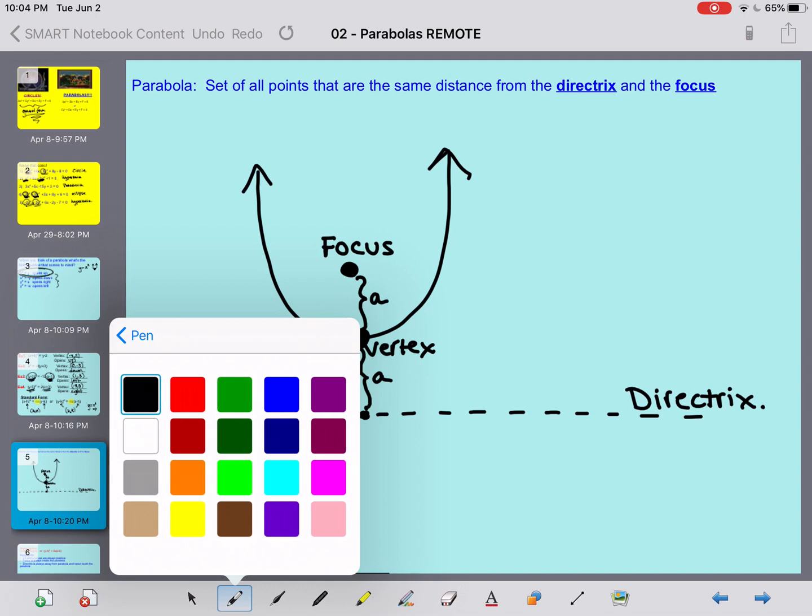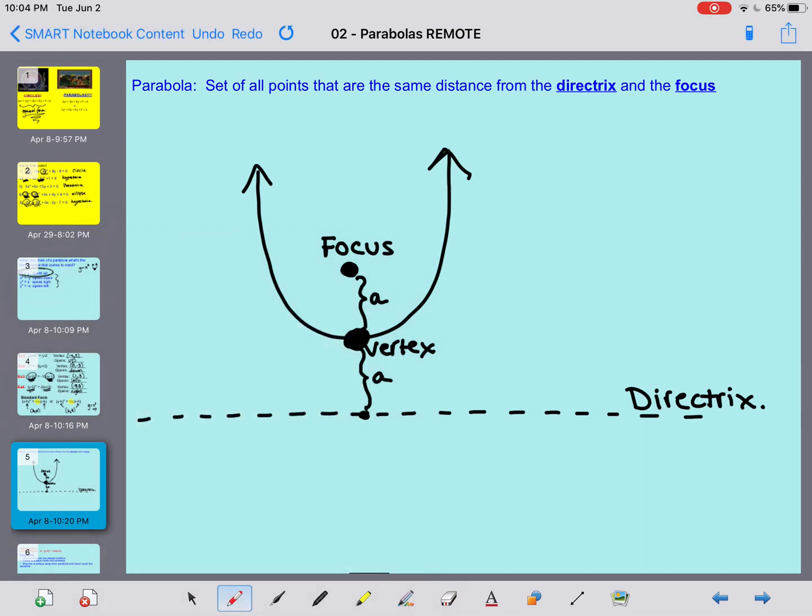Now, based on the definition of a parabola, if I pick any point, right, so right here, that red point, the distance to the focus, and it's not drawn to scale, so I apologize, and the distance to the directrix are equal. This distance and this distance are equal.